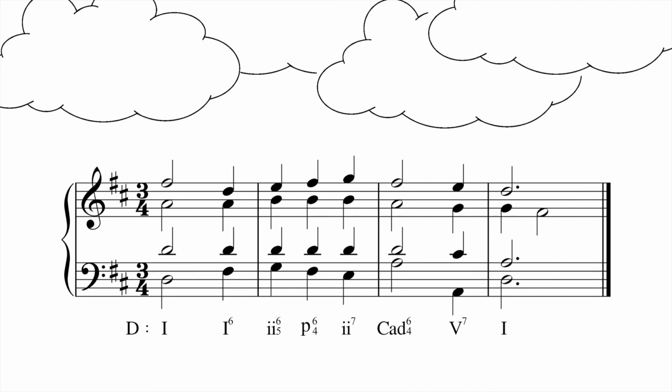This progression, for instance, begins with a tonic prolongation that gives way to a predominant prolongation before finally approaching a cadential dominant.